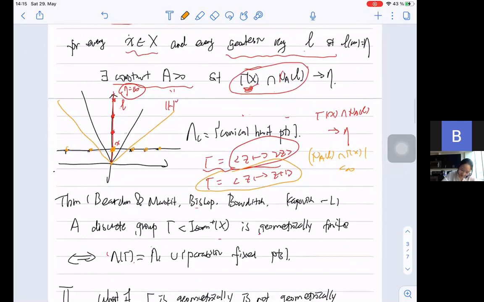In general, there is a conclusion saying a parabolic fixed point cannot be conical.